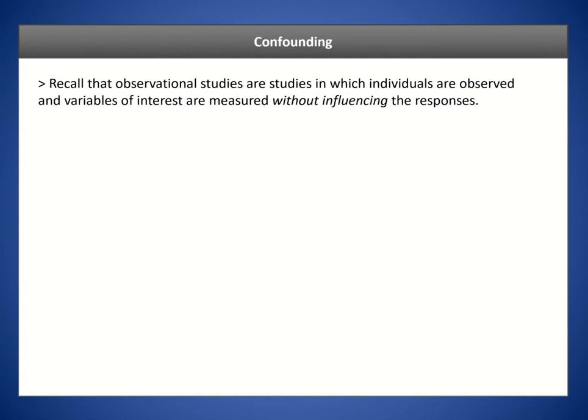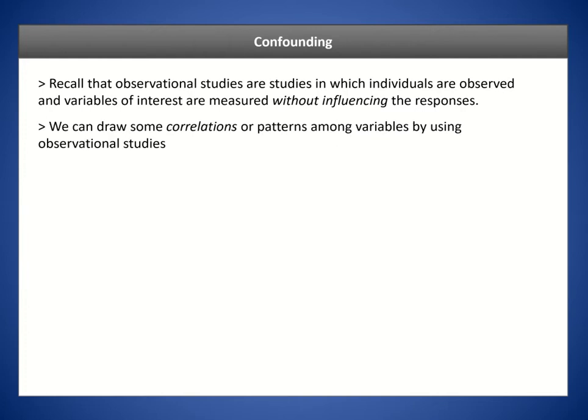So when we're just observing the response, we might find some patterns in variables that we're interested in, right? Maybe as one variable increases, we find that another variable also increases. And so we find this pattern or association known as correlation. So sometimes we can draw correlations among variables by using observational studies. But remember that correlation does not indicate causation. Just because two things are correlated or there's a relationship between them does not mean that one caused the other.